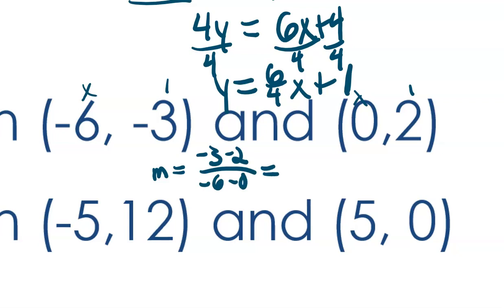Then we simplify that. -3 minus 2 is -5. -6 minus 0 is -6. And simplifying that one step further, we get 5 over 6 for this slope.